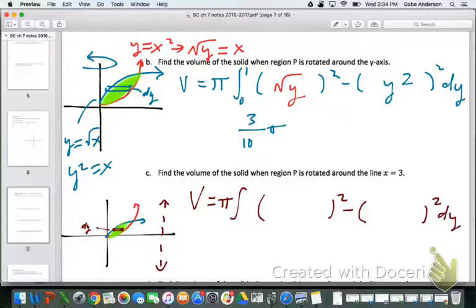Let's go ahead and do the limits of integration next, and we'll save the radii for last. Are these representative washers going to accumulate from bottom to top or left to right? Bottom to top. And so it's going to be y equals 0 to y equals 1. And now we've got to decide on the radii.